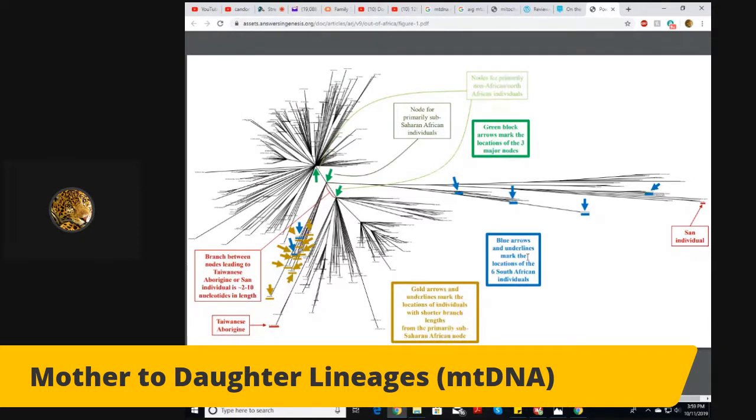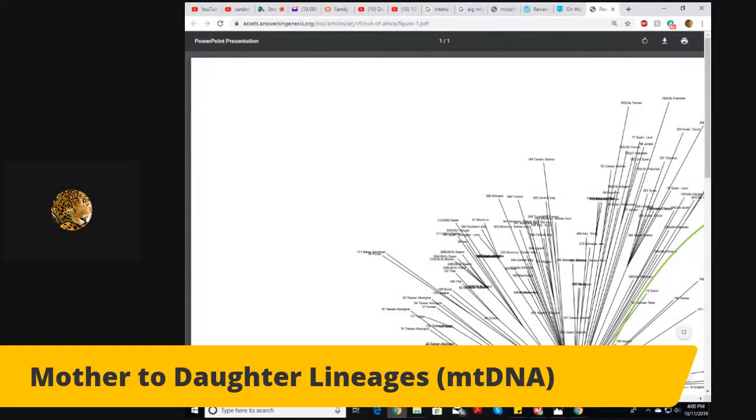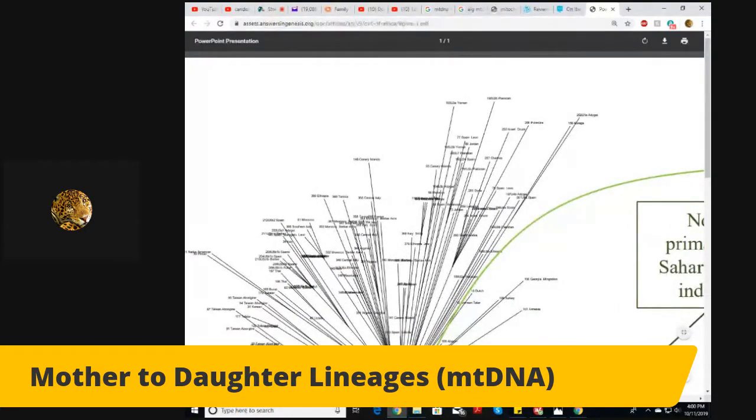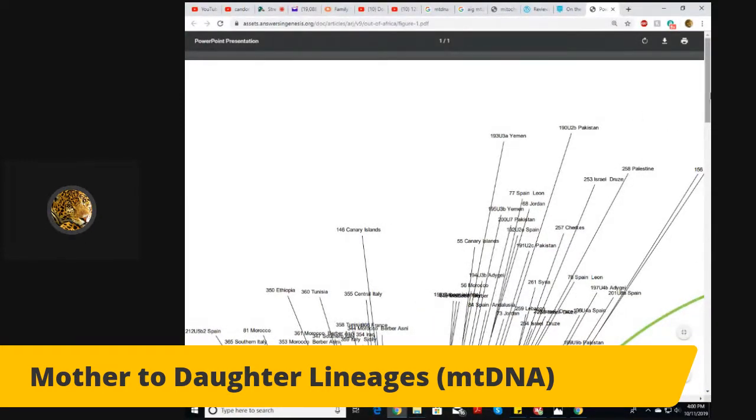Blue arrows and underlinings mark the locations of the 6 South African individuals. Okay, so these are South African individuals. These 2 over here and these 4 over here are South African individuals. Just that they have a different genetic difference. Now we can zoom in on some of these, I guess, if we want, which makes it interesting, I guess. Okay, that's the maximum.